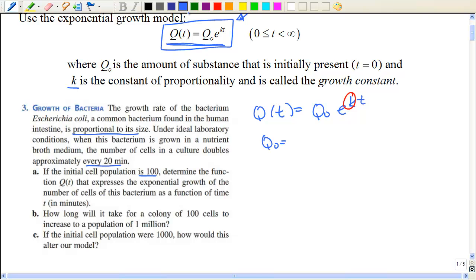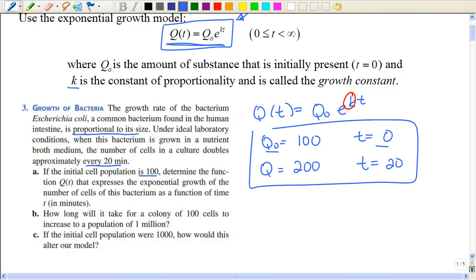The initial amount is 100 cells, and we're going to say that at time 0. That's why it's initial. And then it doubles, so twice 100 is 200, and that's going to take 20 minutes. From this information, we're going to solve for that growth constant k. So when Q of t is 200, the initial amount was 100, e to the k, and I'm going to put 20 in here.